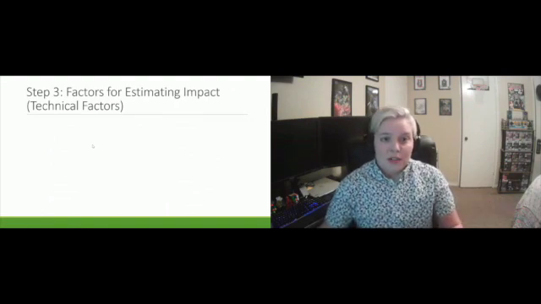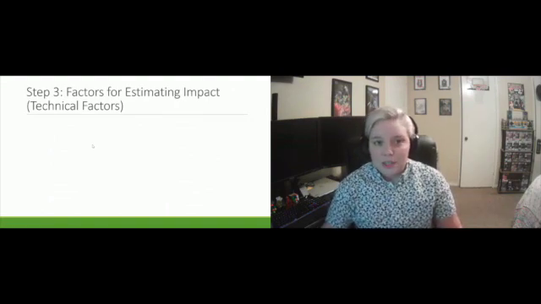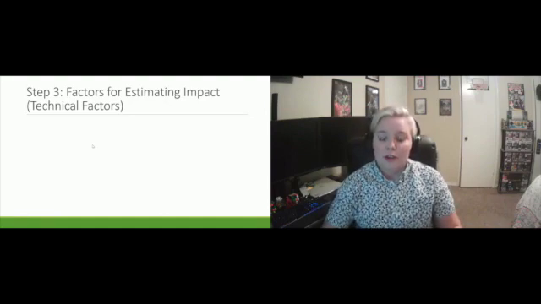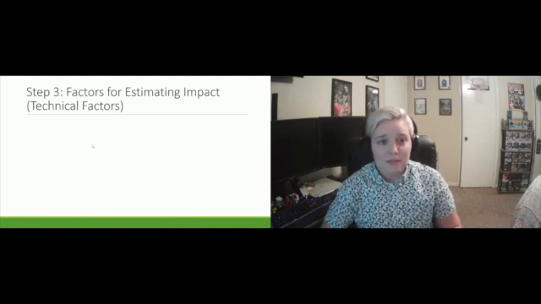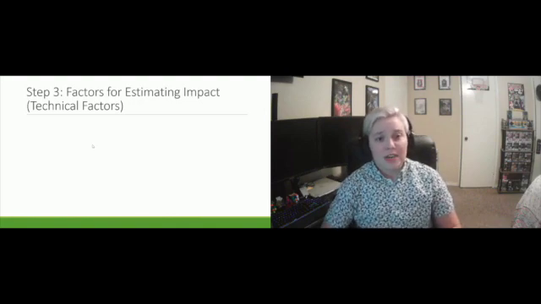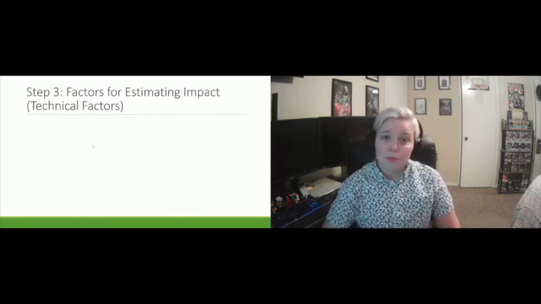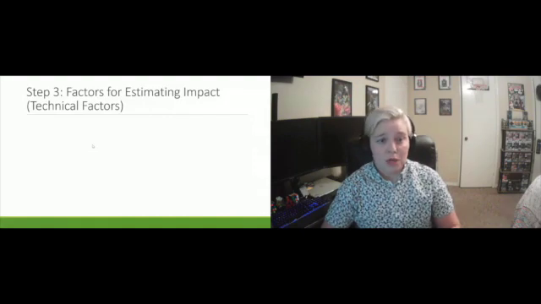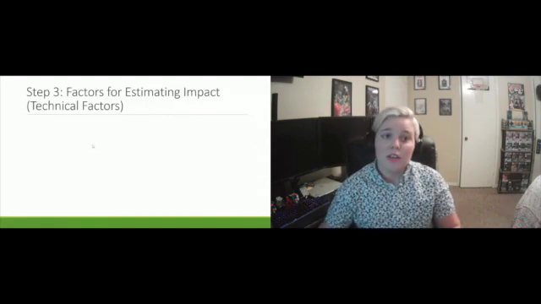Once we've determined our likelihood factors, we can then move on to determining our impact factors. The impact factors are mostly around your assets, your asset information, and those are broken down into your technical factors and then your business factors. So you have the technical side of the asset, and then how does that asset actually impact your business, and in what form. So we'll start with our technical impact factors.